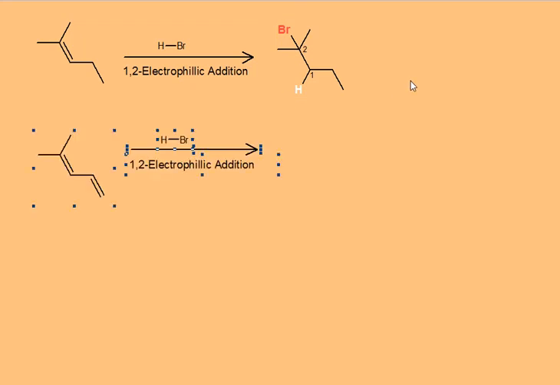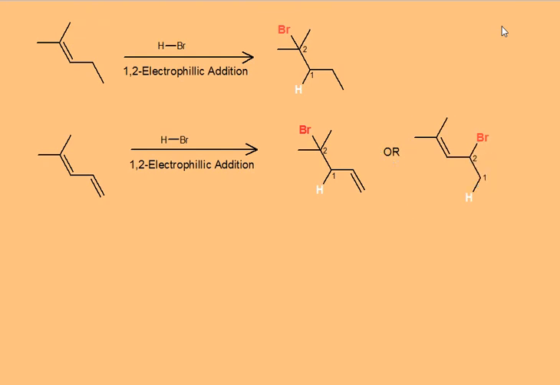If we introduce a conjugated system with multiple double bonds separated by single bonds, we can still see that 1,2 electrophilic addition, but we can see it across one double bond or across the other double bond if we use a limited supply of the hydrogen bromide.